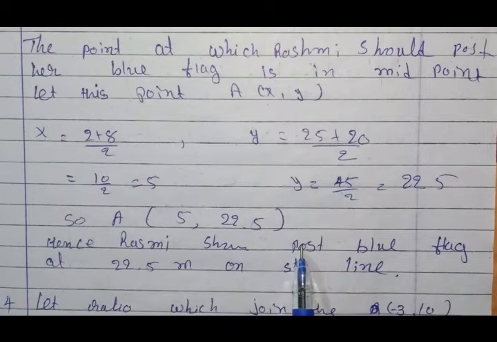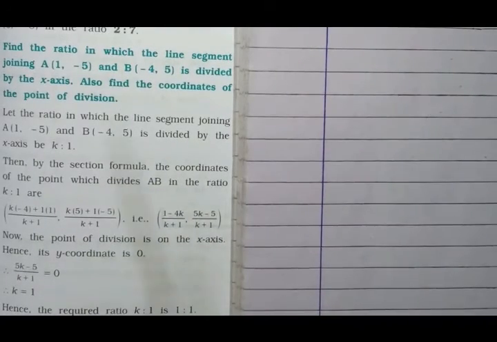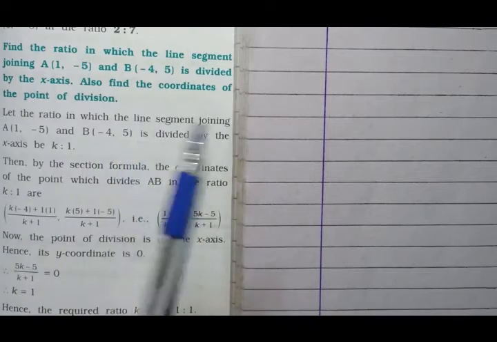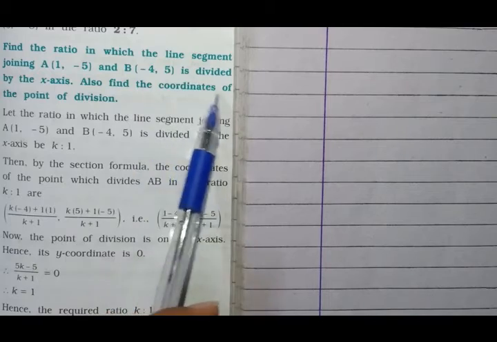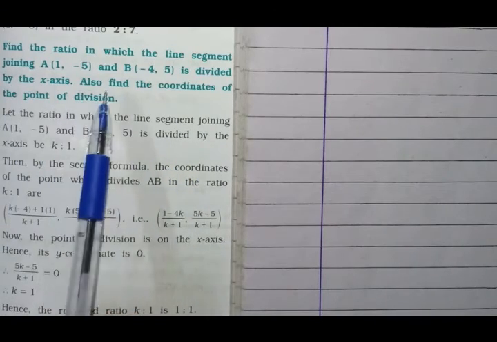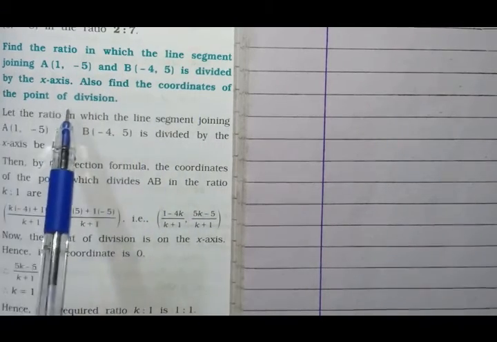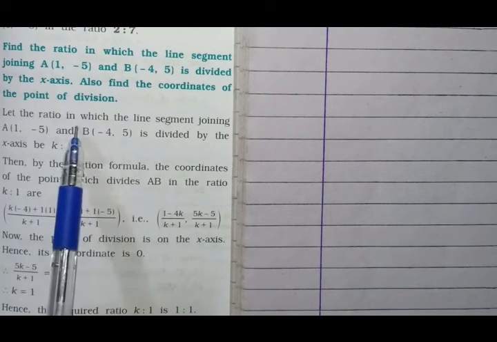Hence, Rashmi should post the blue flag at 22.5 meter on the 5th line. Now question number 5. Find the ratio in which the line segment joining A(1, -5) and B(-4, 5) is divided by the x-axis. Also find the coordinates of the point of division.